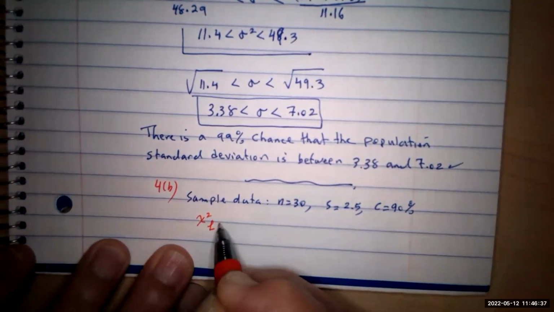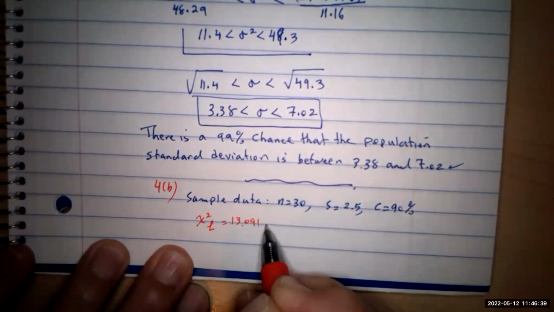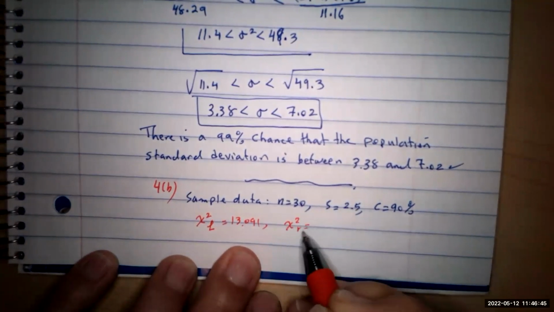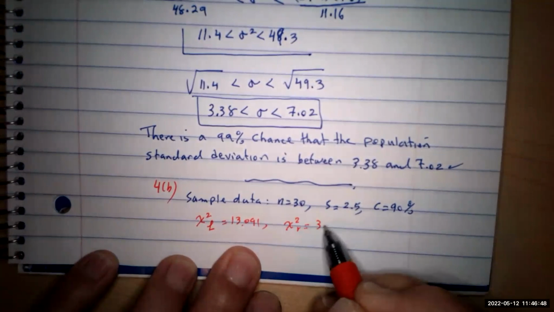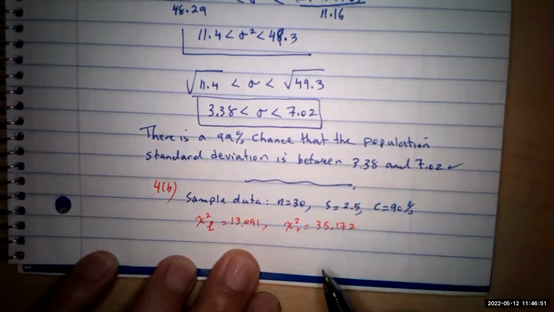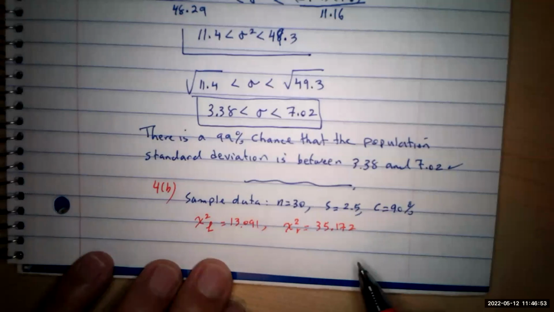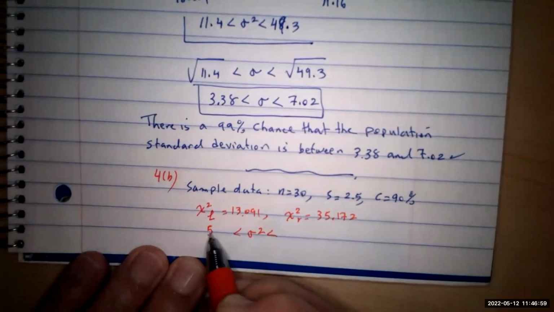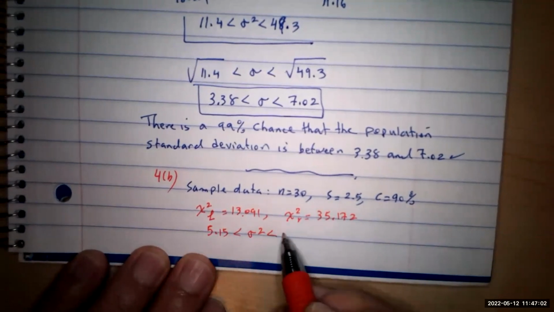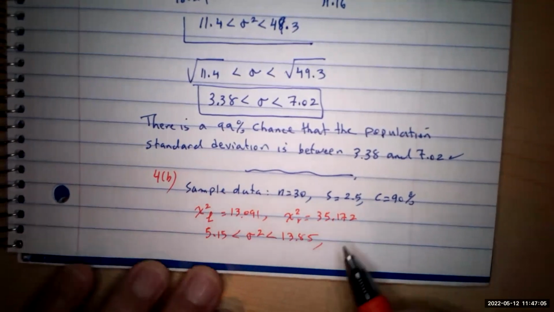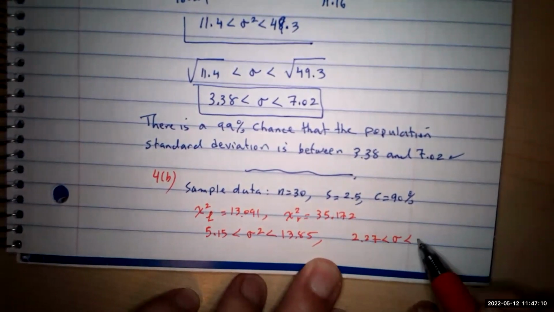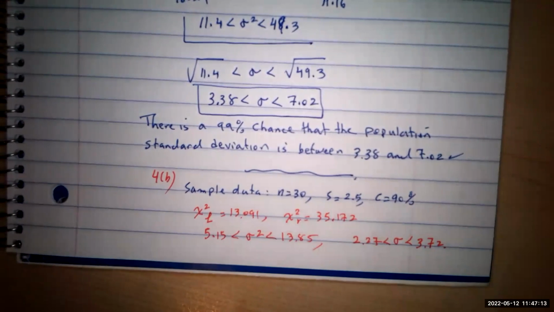So the chi-square to the left is going to be 13.091, and the chi-square to the right, you are going to arrive at 35.1772. If you put them together, this is going to be the sigma squared: 5.15 less than sigma squared less than 13.85. And you take the square root: 2.27 less than sigma less than 3.72. Check it for yourself, but it's going to be the same thing.